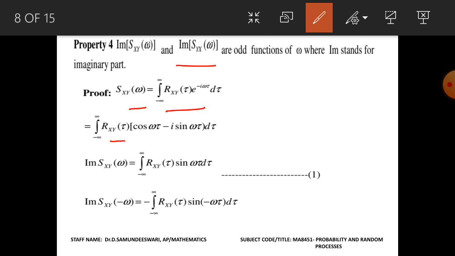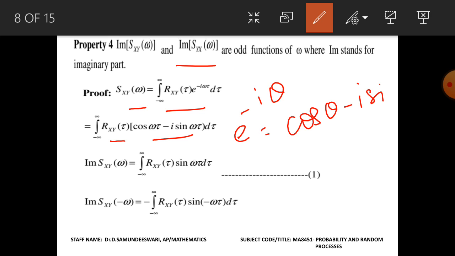So Rxy of tau times e power minus j omega tau, what is e power minus j omega tau? It is cos omega tau minus j sin omega tau. That is the formula, e power minus j theta equals cos theta minus j sin theta. Using this formula, it is cos omega tau minus j sin omega tau times d tau. We need the imaginary part, taking only the coefficient of the imaginary term.